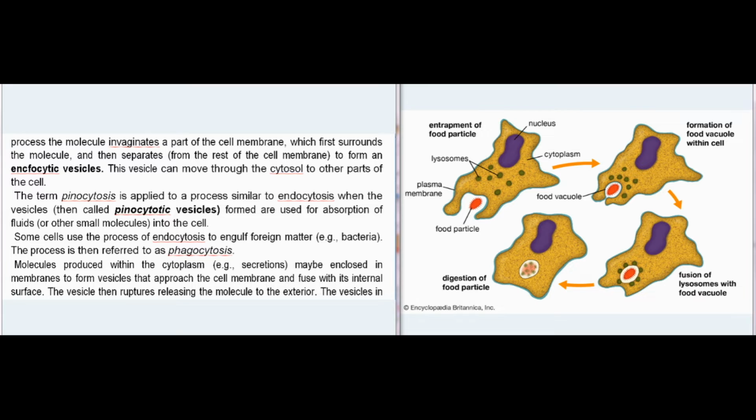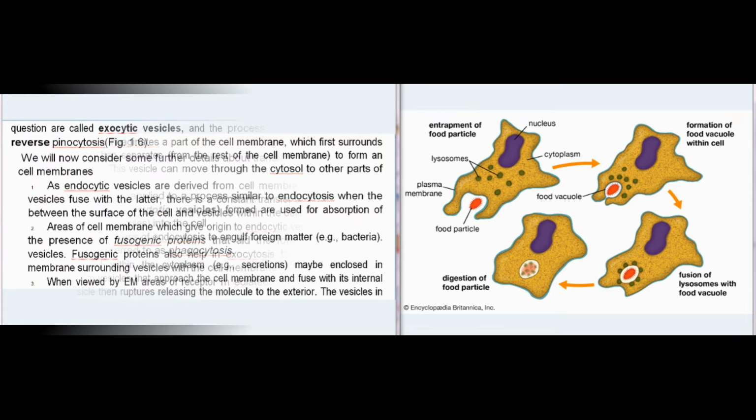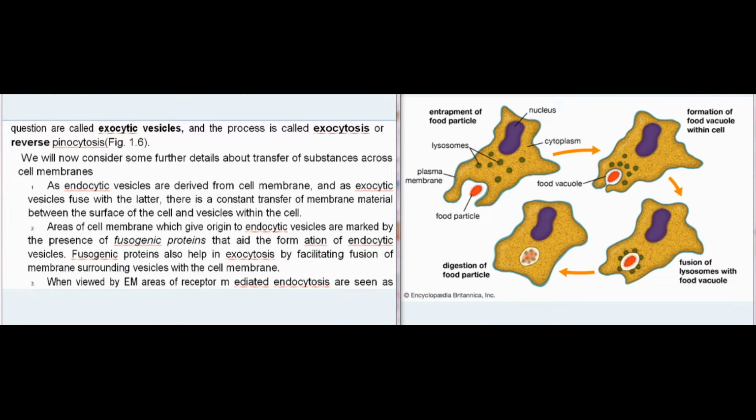Molecules produced within the cytoplasm, for example secretions, may be enclosed in membranes to form vesicles that approach the cell membrane and fuse with its internal surface. The vesicle then ruptures, releasing the molecule to the exterior. The vesicles in question are called exocytic vesicles, and the process is called exocytosis or reverse pinocytosis, Fig 1.6.